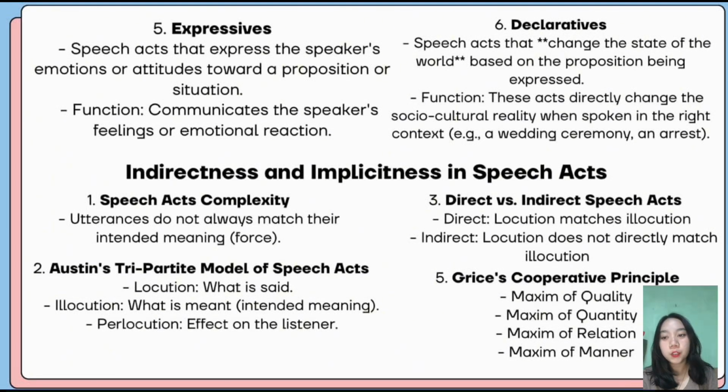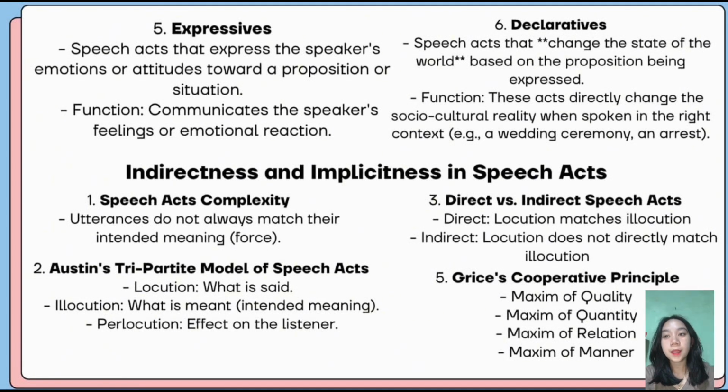So number two, Austin's tripartite model of speech acts. Locution, what is said; illocution, what is meant or the intended meaning; perlocution, the effect on the listener. So when we say locution, this is the literal act of saying something, the actual words or phrases spoken. The focus here is on the content of the statement, its grammatical structure, and its literal meaning. In illocution, this is the intended function or purpose behind the words, the speaker's intended meaning or goal. And when we say perlocution, this is the effect the words have on the listener, the response or reaction the listener has to what was said.